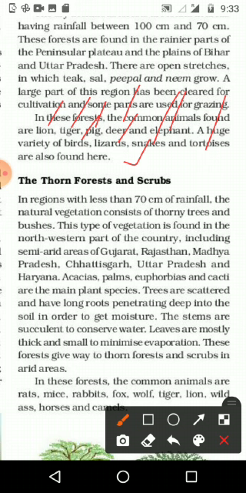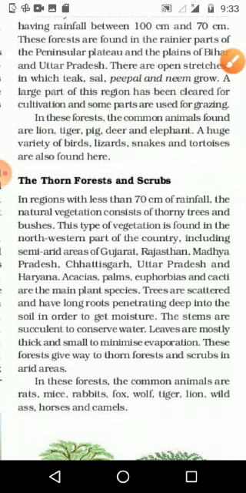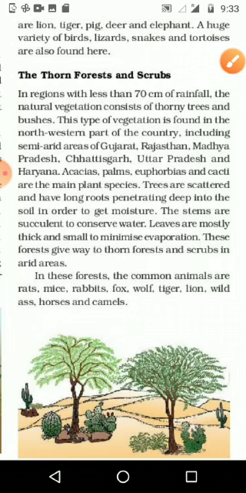So what species can we see in the tropical deciduous forest? Lion, tiger, pig, deer, elephant, and birds, lizards, snakes and tortoises. These are very common animals of this area.